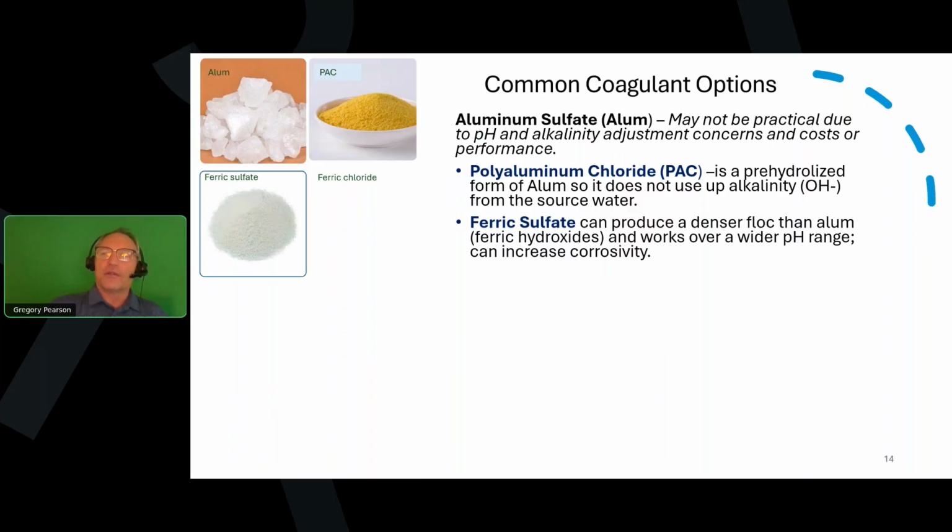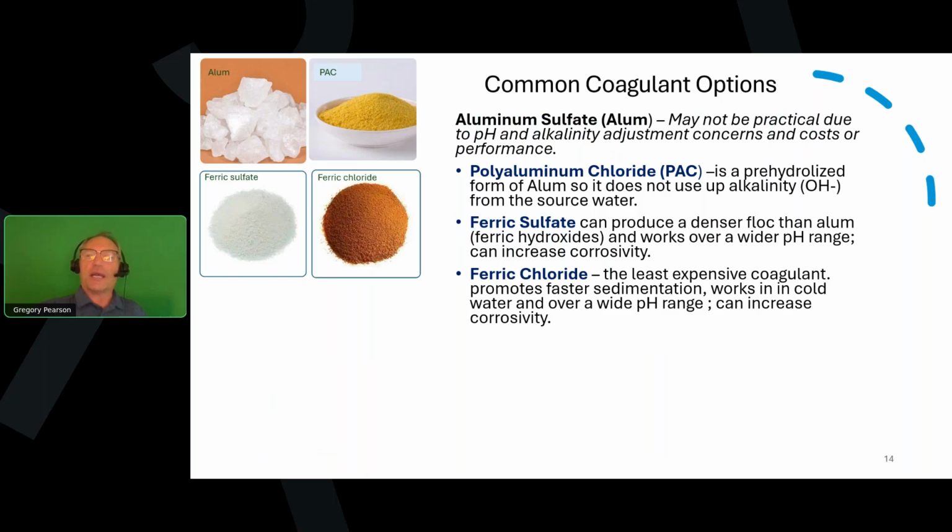Another option is the ferric or iron-based coagulants. There's ferric sulfate. It can produce a denser flock than alum and works over a wider range of pH. And ferric chloride, it also works over a wide pH range. It works even in cold water. But both of the iron-based coagulants, ferric sulfate and ferric chloride, can increase corrosivity.